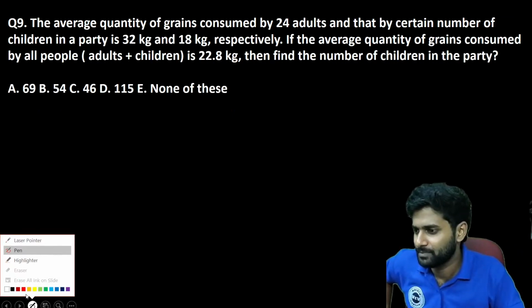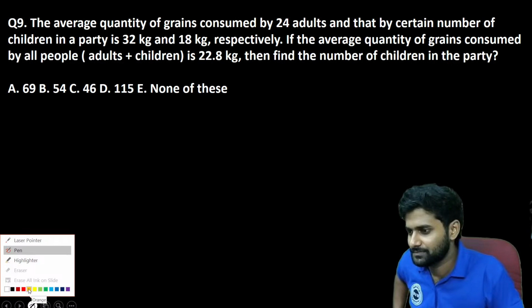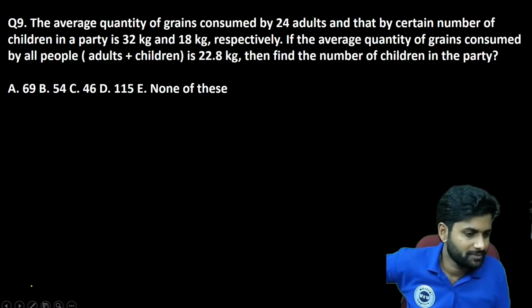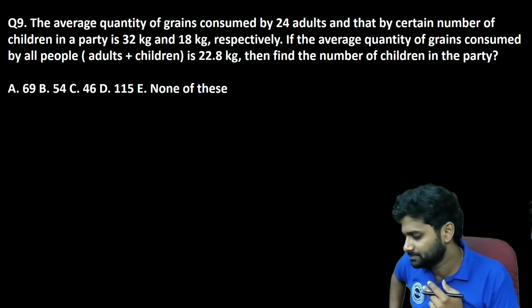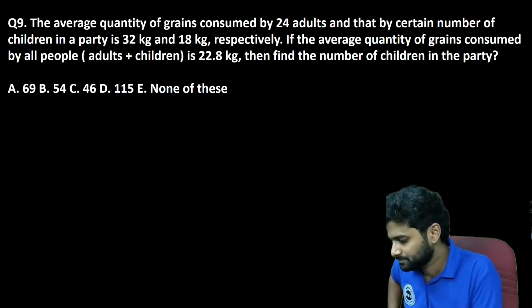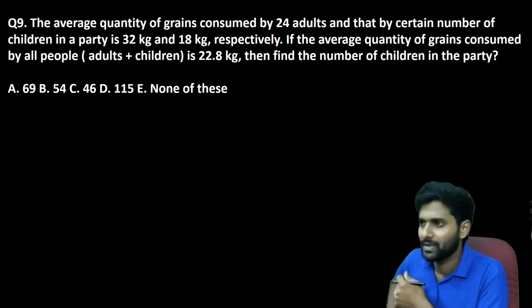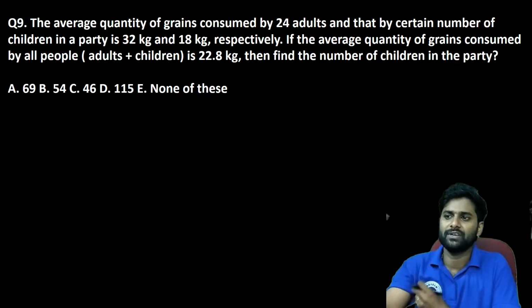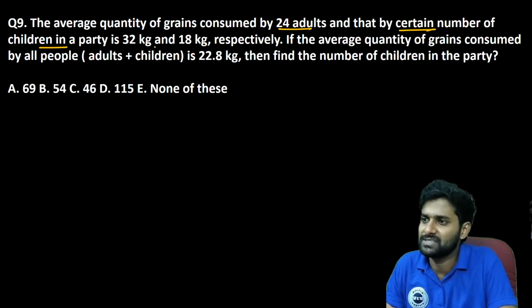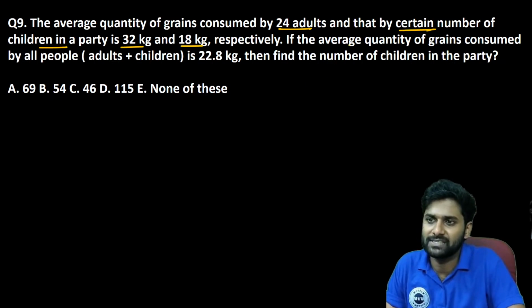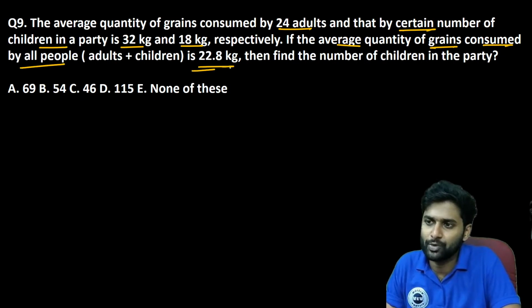Question number 9. Be faster. Try to understand the information. See, the average quantity of grain consumed by 24 adults and a certain number of children in a party is 32 kg and 18 kg. If the average quantity of grain consumed by all the people is 22.8 kg.